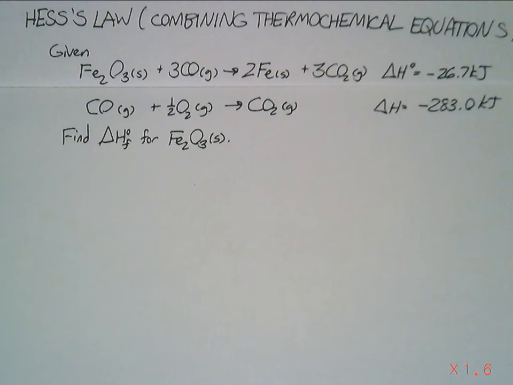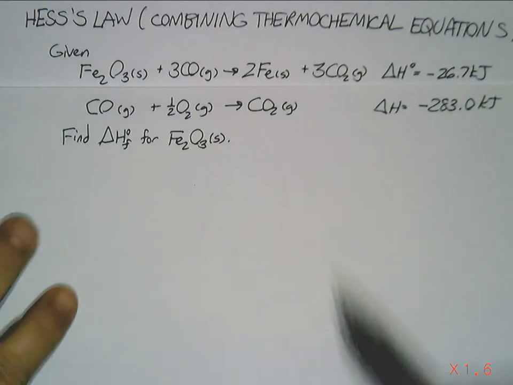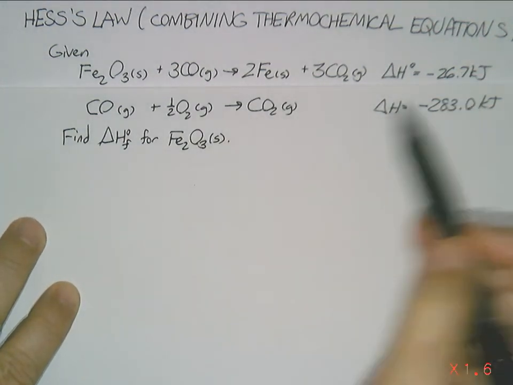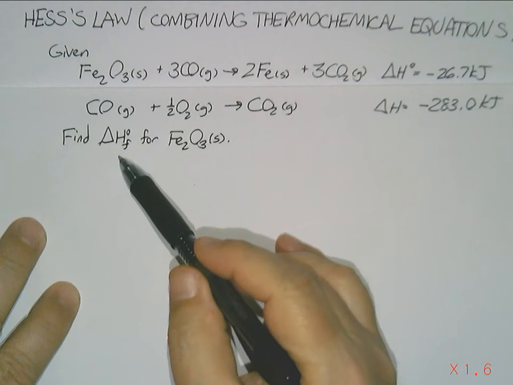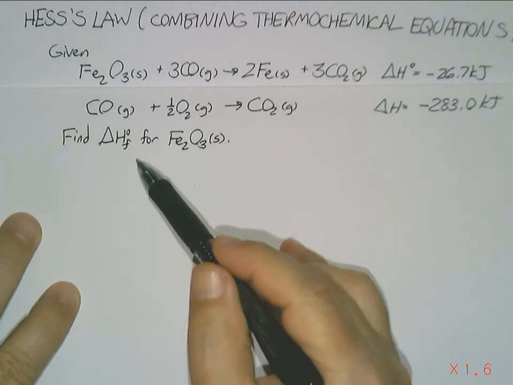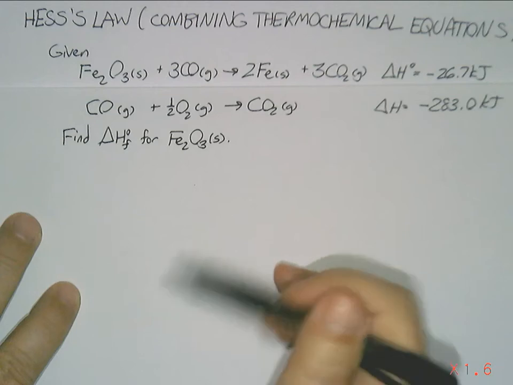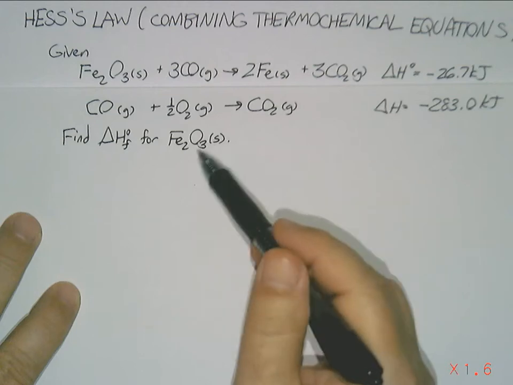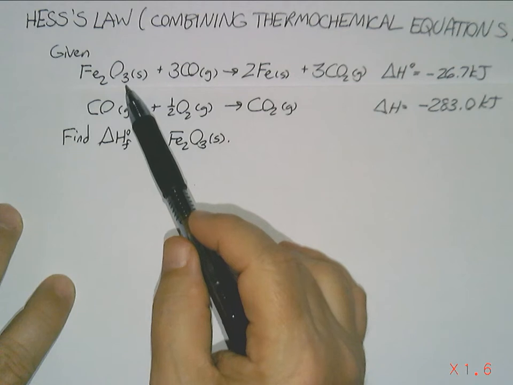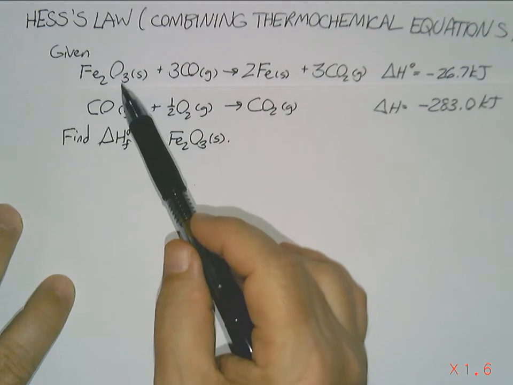Let's do another example of combining thermochemical equations. You've got a couple of thermochemical equations for reactions where you know the delta H, and you're trying to find the delta H for an unknown reaction. In this case, it's the formation of Fe2O3, which is rust.